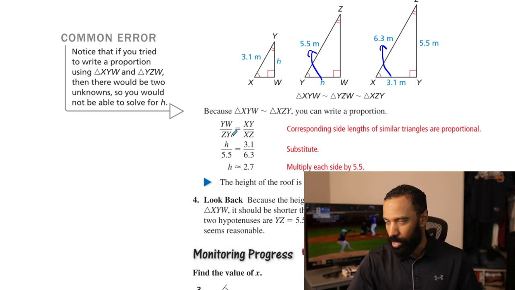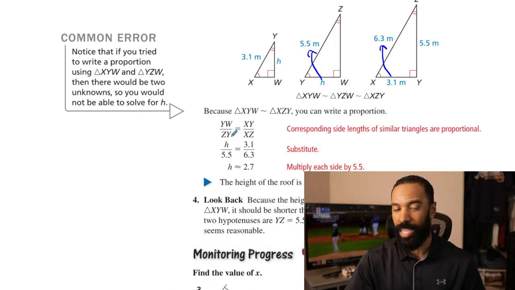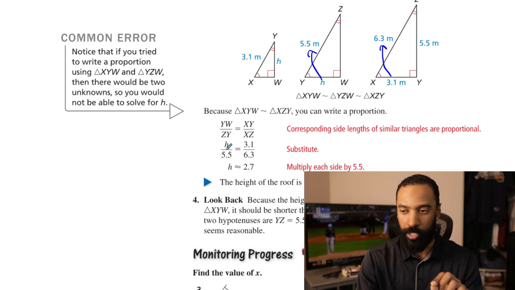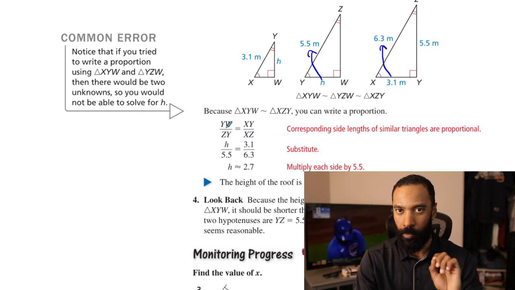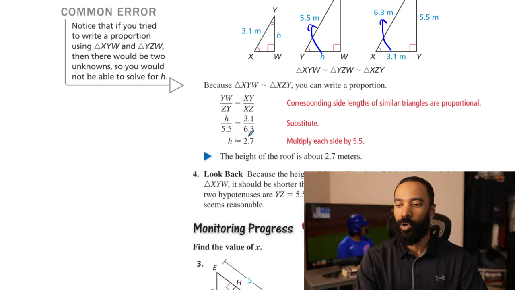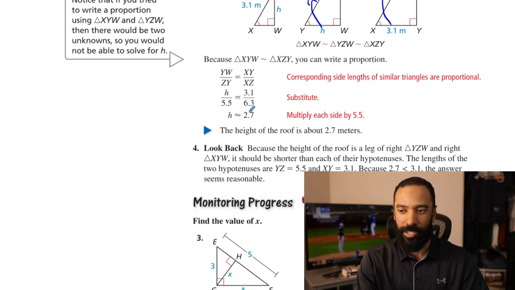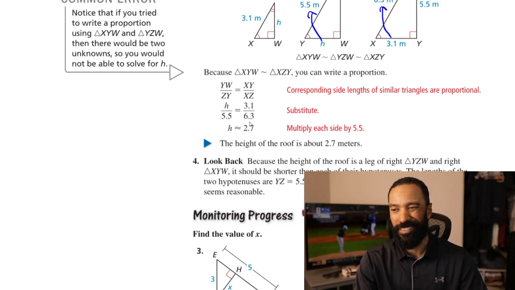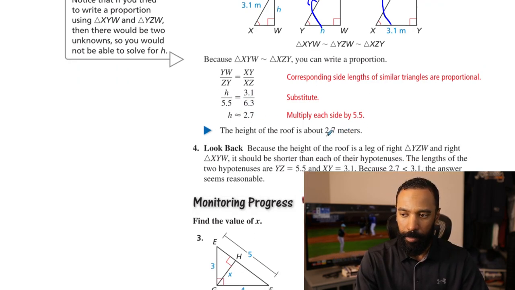Anyway, no matter how you set it up, this isn't new information for us to say it, but the point is I'm not always going to redraw the triangles, and I might set up proportions in that way where I say short leg, long leg, hypotenuse of the small, medium, and big triangles. Cross multiply and solve, and you're going to get H, or whatever they do, around 2.7 meters.